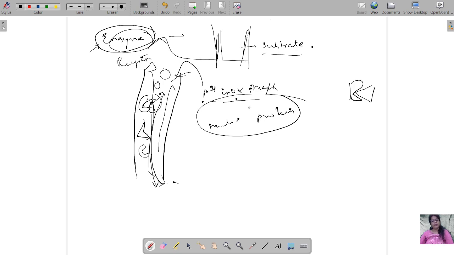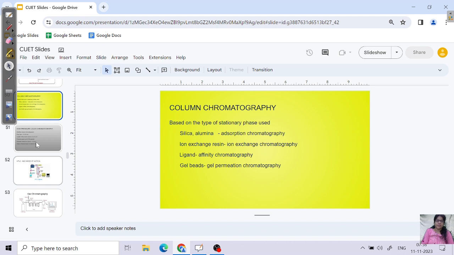So if you need to separate nucleic acids, you just have to coat the stationary phase with a particular protein, because nucleic acid has a higher affinity towards your protein. Okay, so this is how the affinity is. Now let's go for what is HPLC.